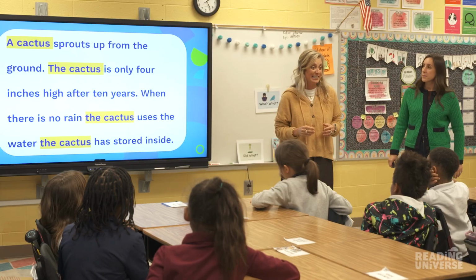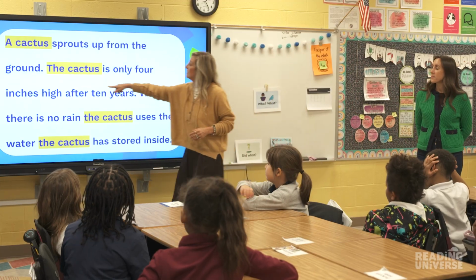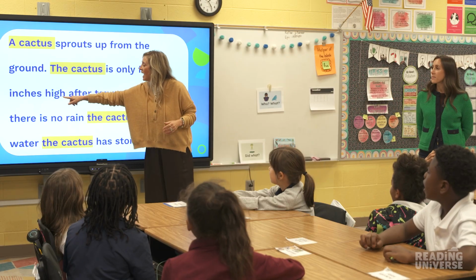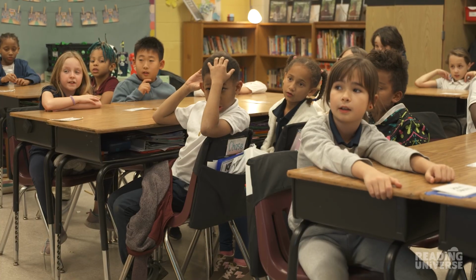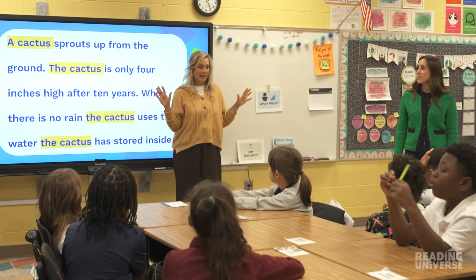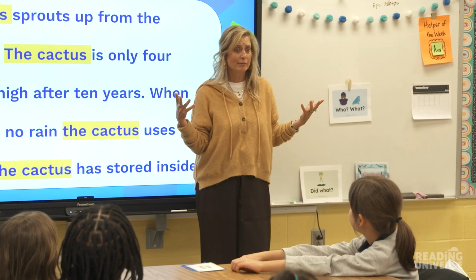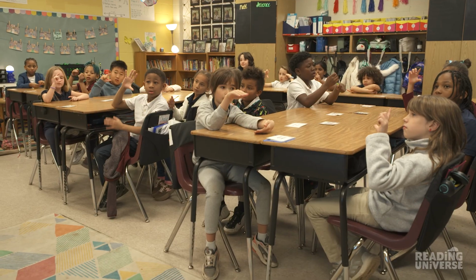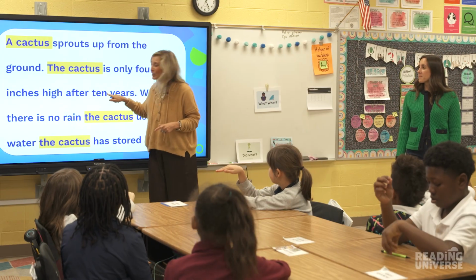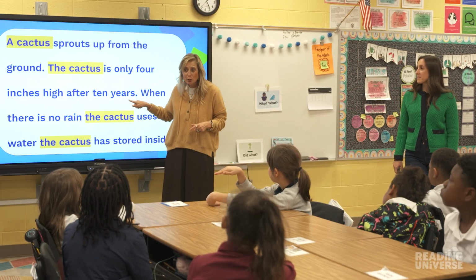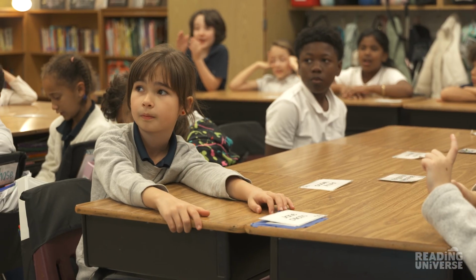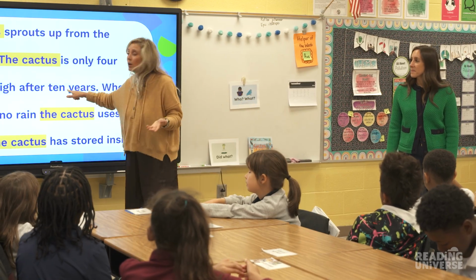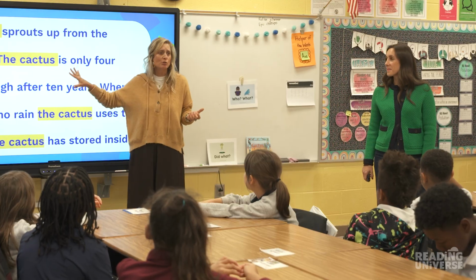Let's read the next sentence together. The second one right here. Ready? The cactus is only 4 inches high after 10 years. Well, first of all, I want to take that sentence in. It's kind of unreal, right? 4 inches. Show me 4 inches. So 4 inches high after 10 years. How old are you? I'm 8. Right. You're so much taller, and you're not even 10 years. So that's an interesting fact.